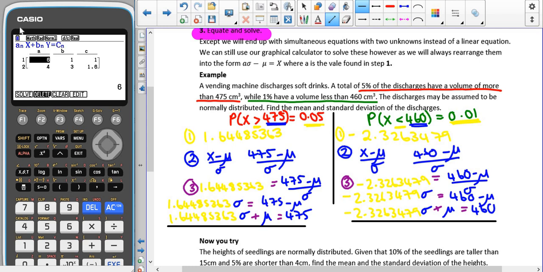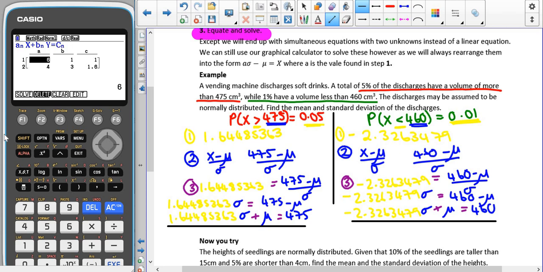So both of them need to be some value of one of the things we don't know, plus or minus some value of the other thing that we don't know, equals some number. And both of these have been rearranged in that way. So rearranging it in this way, timesing through by the sigma and adding on the mu, always make sure that you've got them in the right format to put into this part of your calculator.